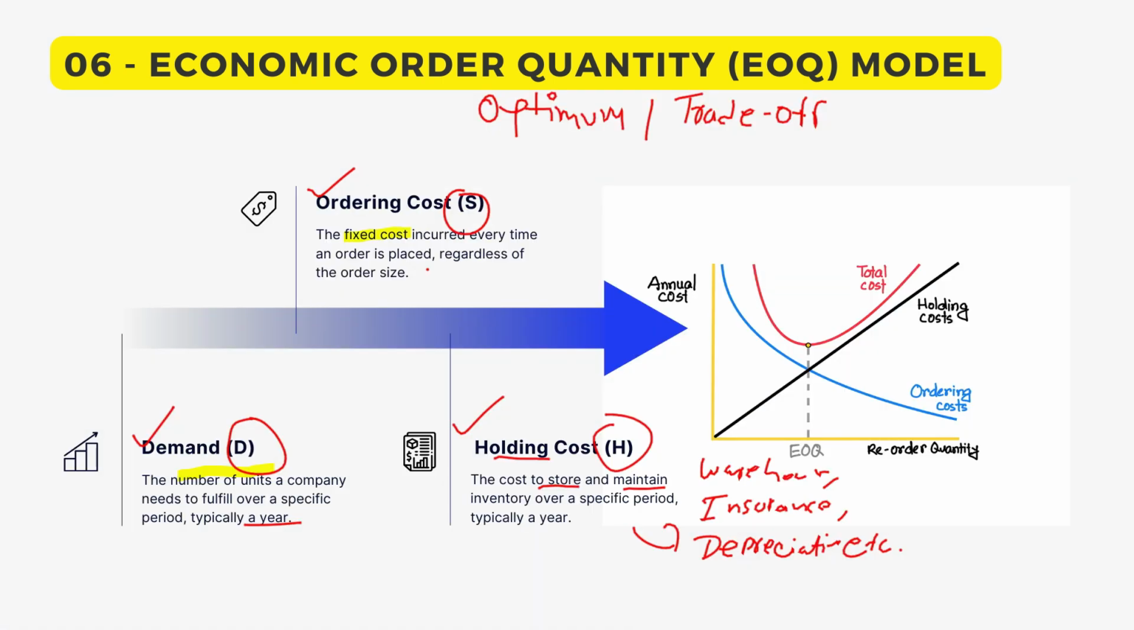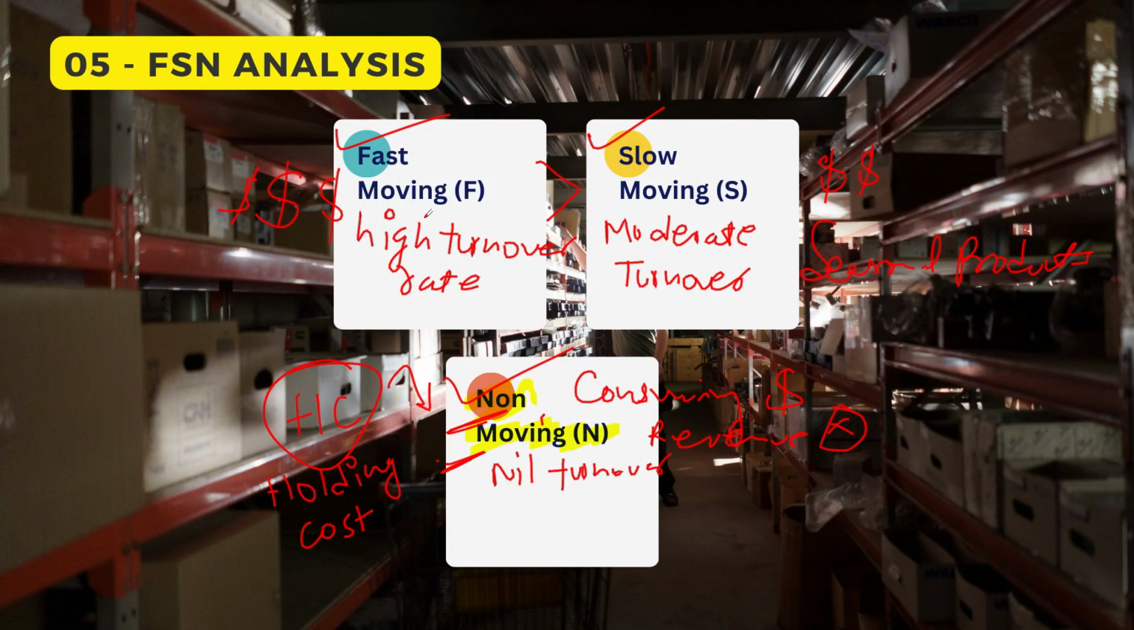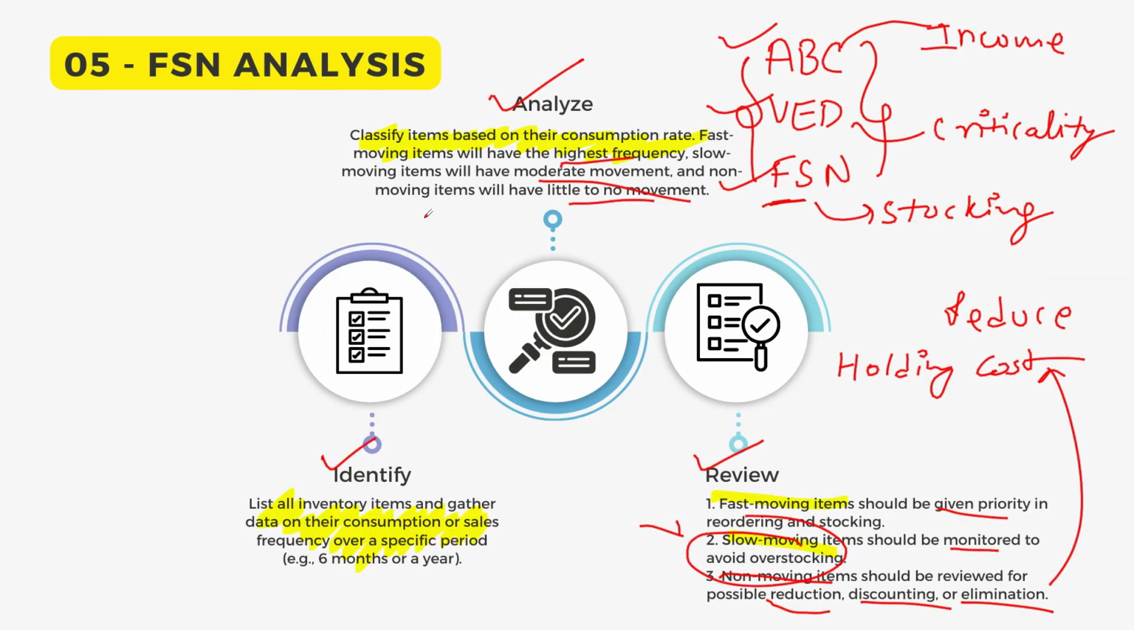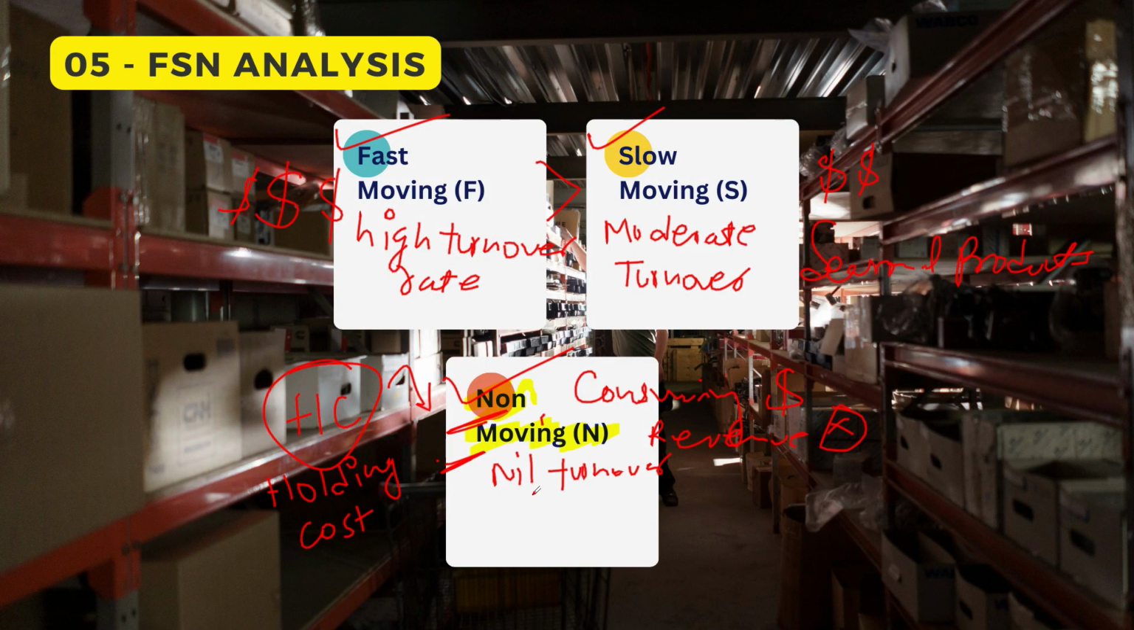And if you can recall our previous slide of FSN, see, these non-moving items, they have to be controlled in order to reduce the holding cost. So if we can apply the EOQ model for these non-moving items, definitely our inventory cost will be reduced.